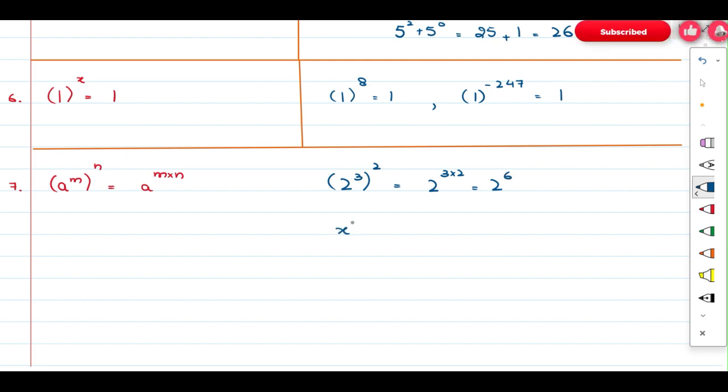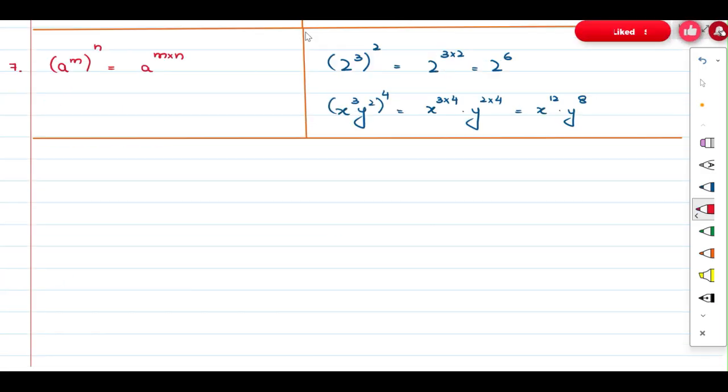Or if I have x cube y square and its whole power is 4, right? Now x cube multiply by 4 into y square multiply by 4. The powers basically do the product, right? Okay, so x 3 times 4 is 12 and y 2 times 4 is 8. This is a simplified form, right?